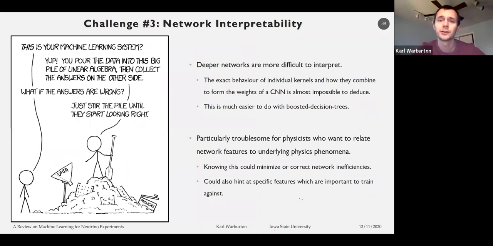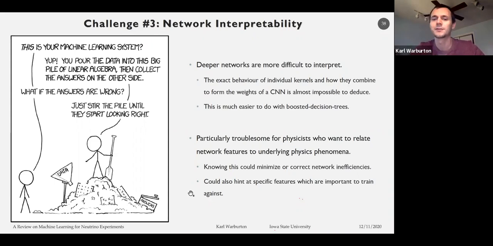A third challenge is actually interpreting what your network is telling you. The shorter a network is, the easier it is to interpret what it's doing, particularly for the case of DNNs or ANNs versus convolutional neural nets, where the exact kernels, what each kernel is doing, we can sort of figure out, but how they combine as an entire structure to form the weights is really almost impossible to do.